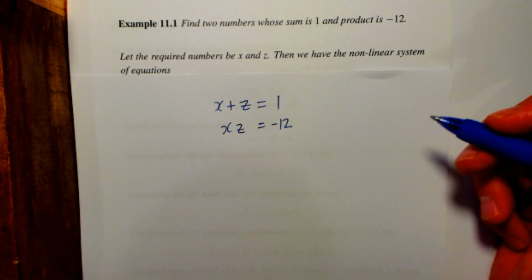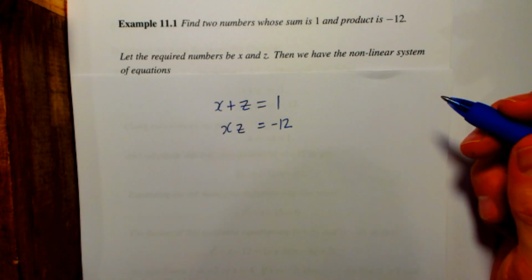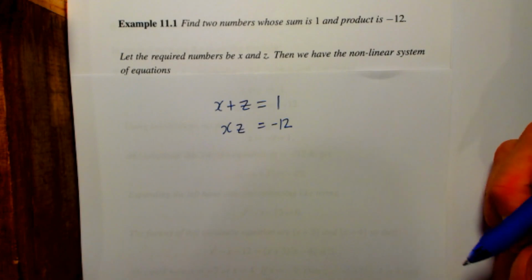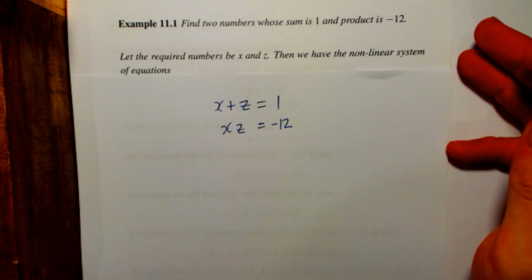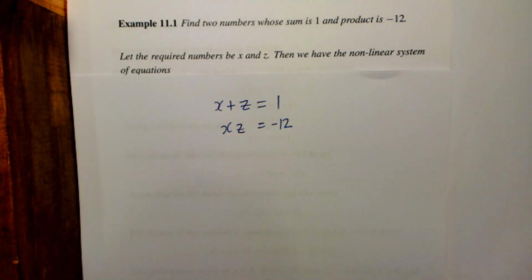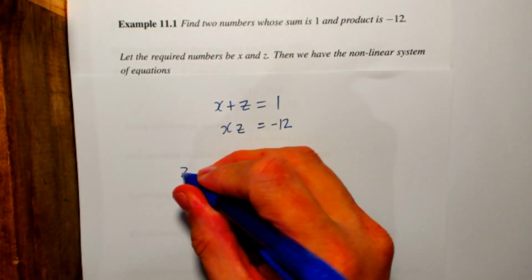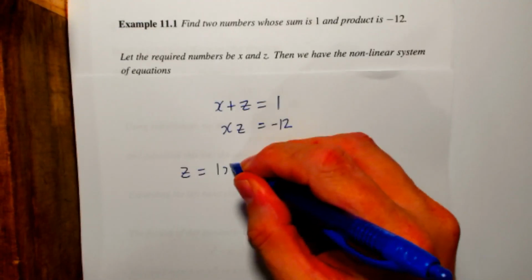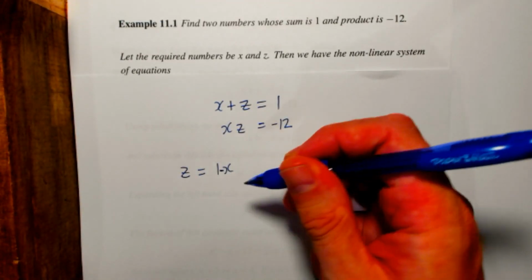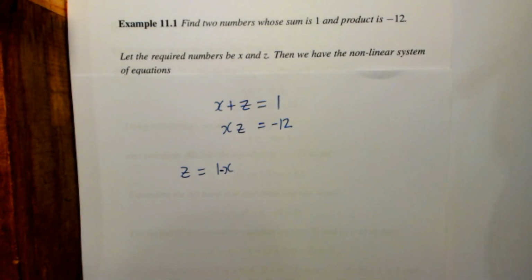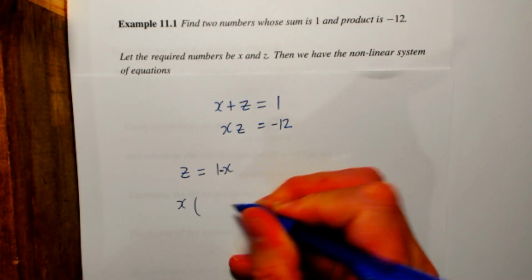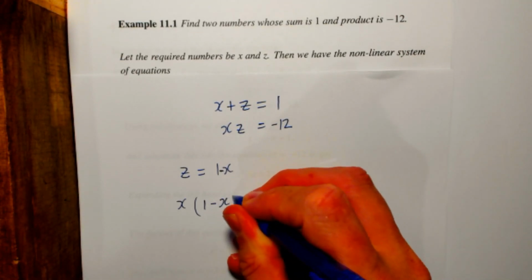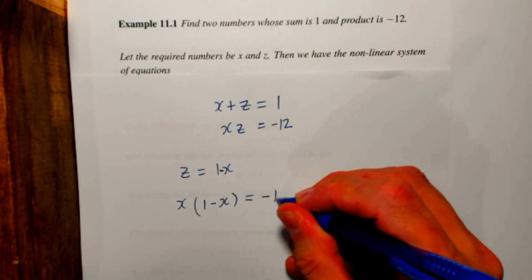So as a system, this is a nonlinear system of equations. However, it's easy enough to solve, whereas most nonlinear systems of equations are not that easy to solve by hand. Okay, so the way we might want to solve this is to solve the first one for z. So z is equal to 1 minus x, and then substitute this into the second equation so that we have x times 1 minus x, which is our z, equals minus 12.